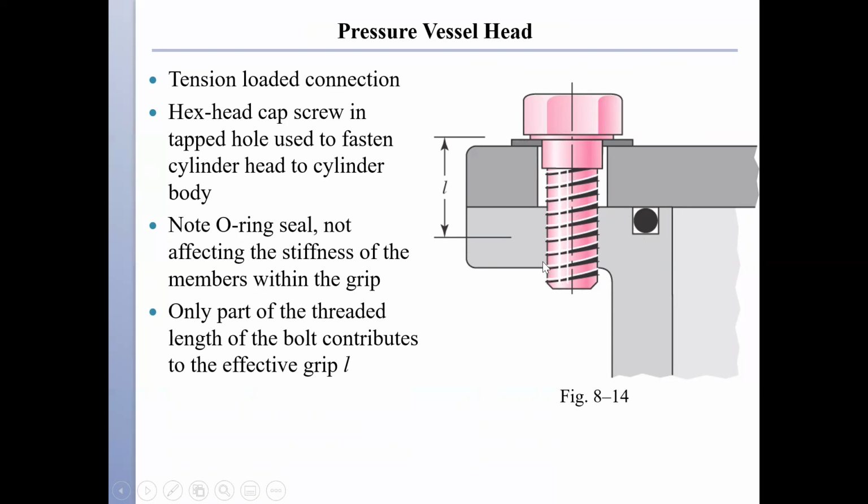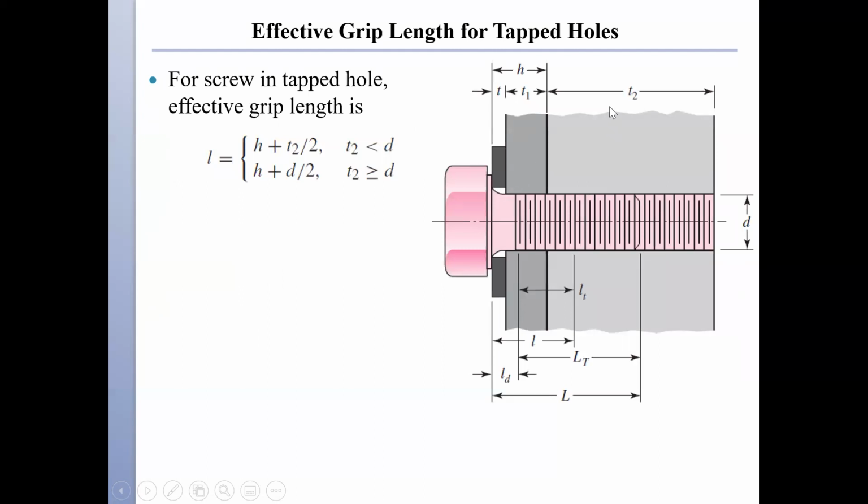And only a part of the threaded length of the bolt contributes to the effective grip when I'm using a screw. So my grip length would stop somewhere here. And right now we're going to see where this is going to stop. So if I'm looking here at a screw in a tapped hole, the effective grip length is this lowercase l. And please note that the screw stops here. So this is the total length. So this is the end of my screw, even though my threaded hole still goes all the way to the end of my second member.